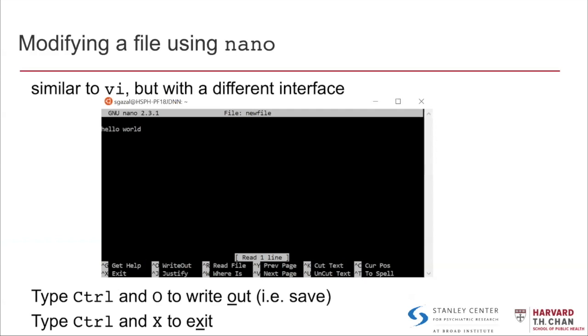So the second option to edit a file is to use the nano function, which is similar to vi, but with a different interface, as you can see. And the two things you need to know here is that once you modify a file, you need to type the Control key of your keyboard and the letter O to write and to save your modification. And then you need to type Control and X to exit this interface.